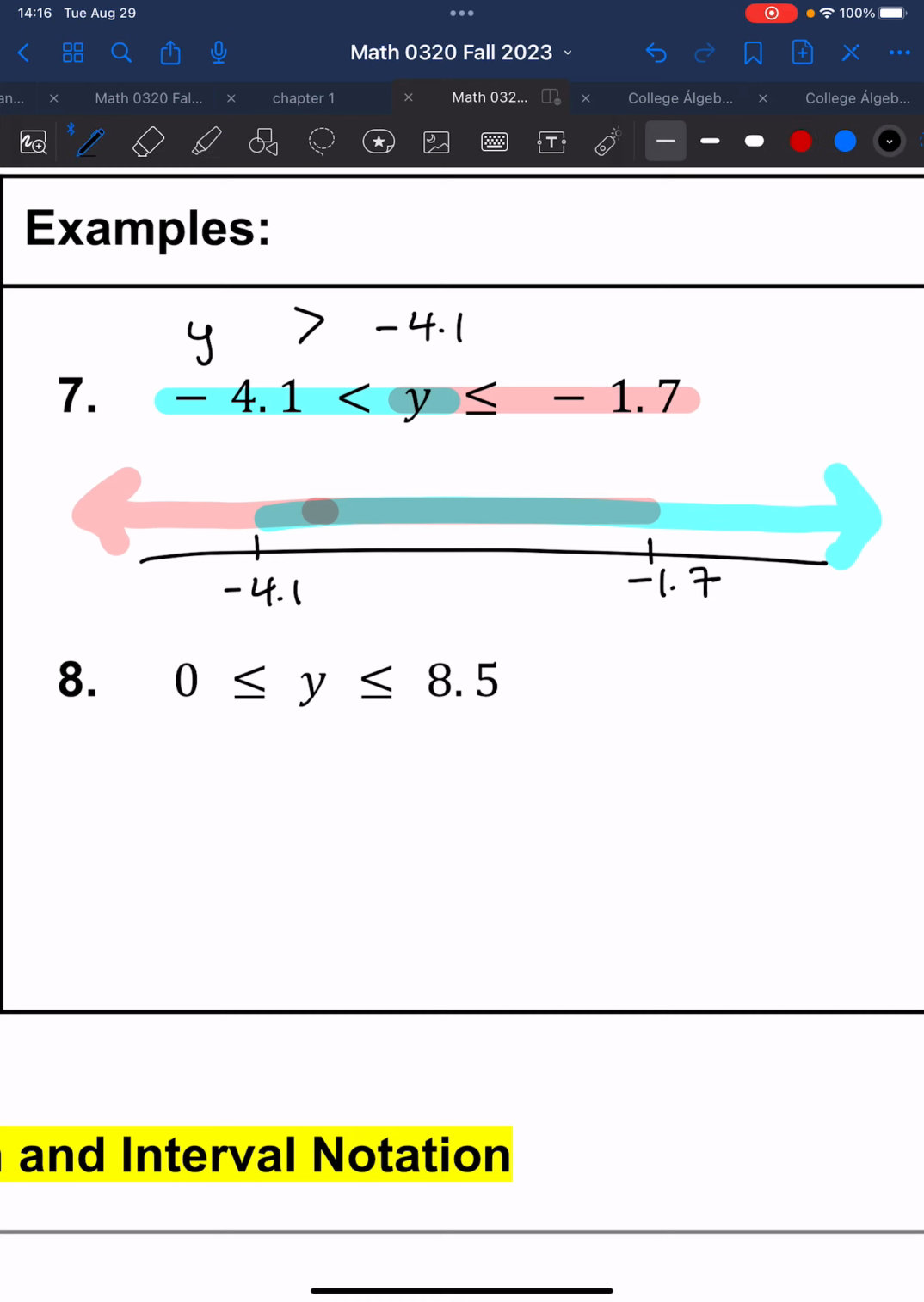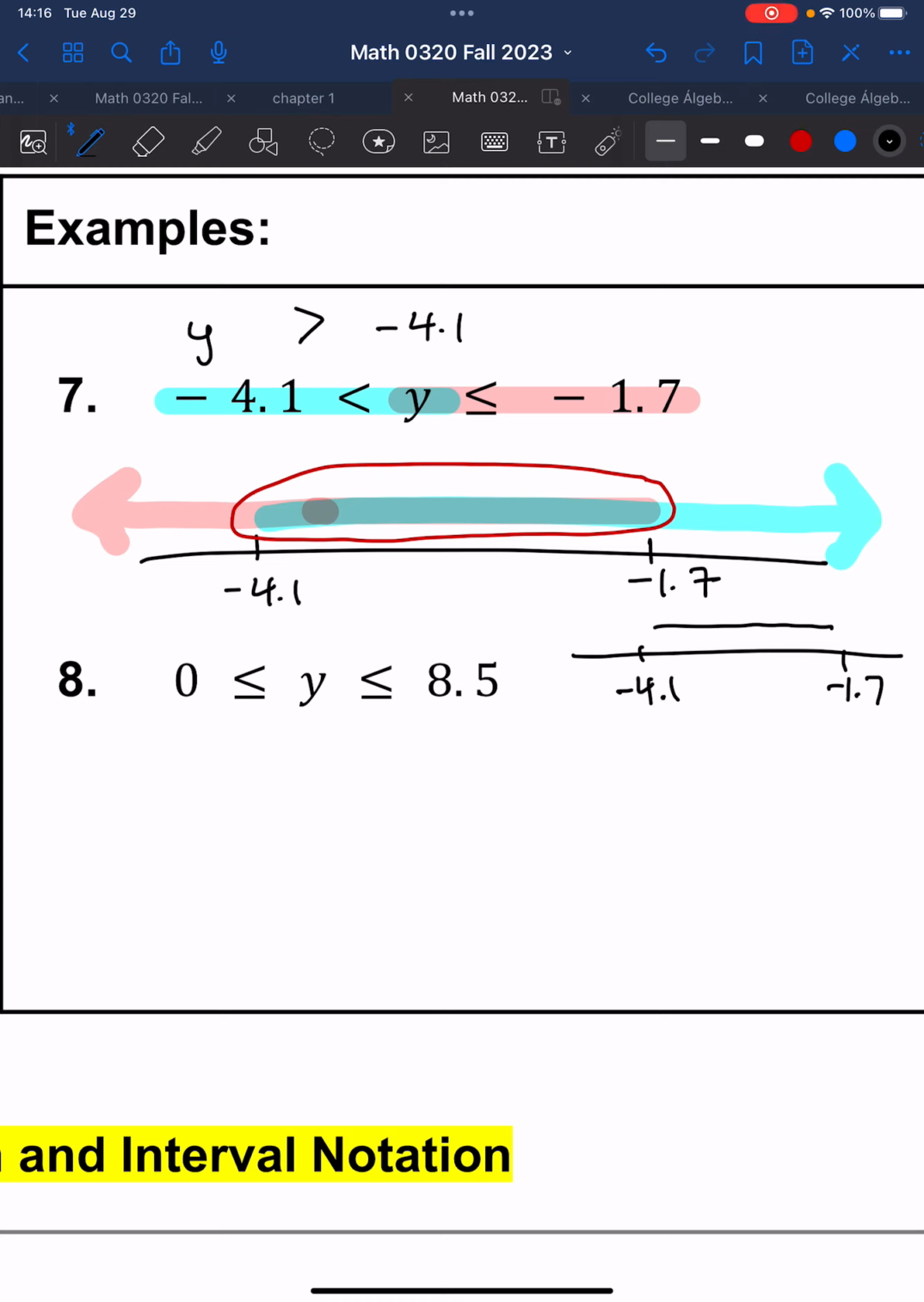Notice that there's an area on this graph that overlaps. That area right here is our answer. The only thing we need to do is make sure we have the correct open dot and the correct closed dot in the right places. If I were to redraw this number line with the numbers, my answer would be in between these two numbers, with an open dot above the -4.1 because it was greater than, and then a closed dot above -1.7 because it was less than or equal to. So this right here is the answer.